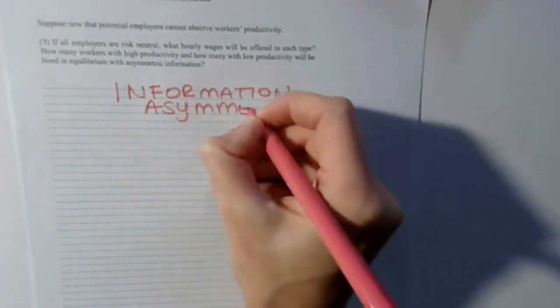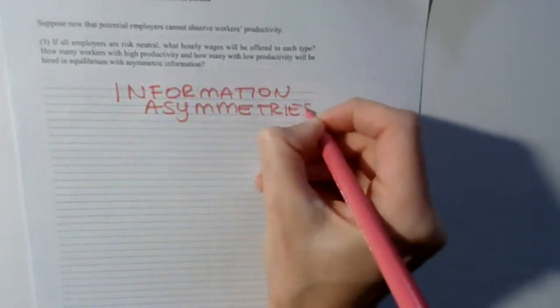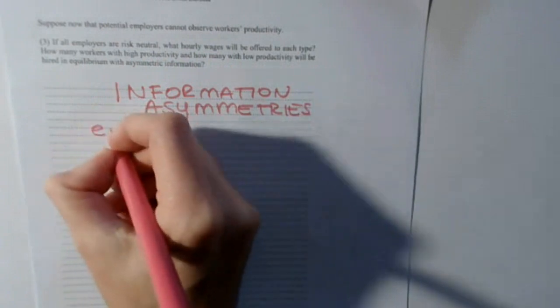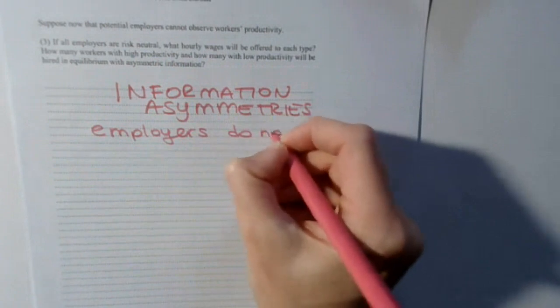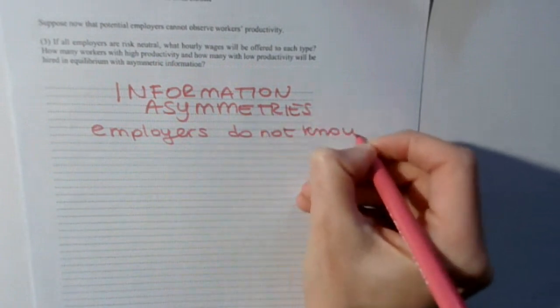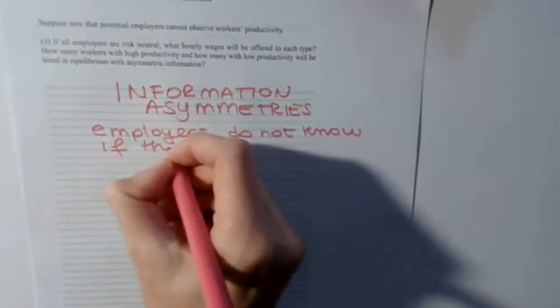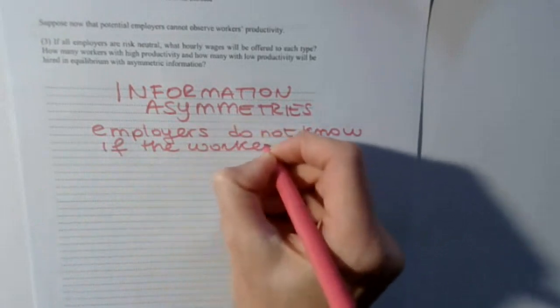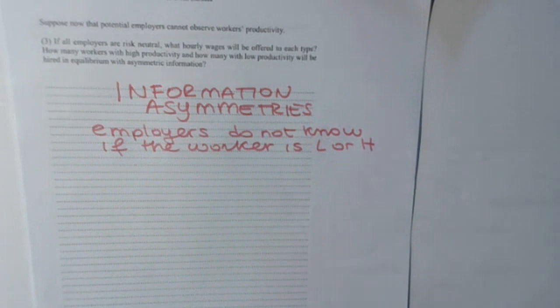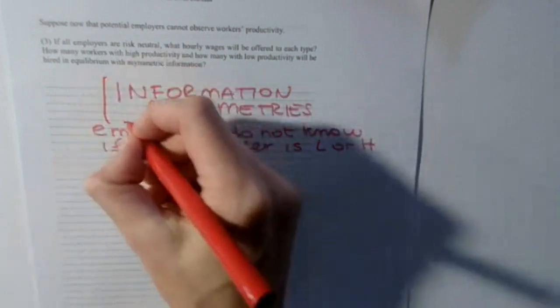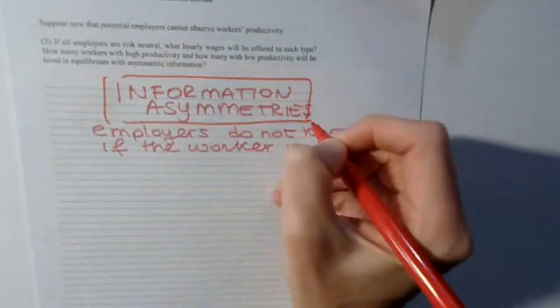Asymmetries. Okay, because now employers do not know if the worker is L or H. So it is a different scenario compared with the one that we have analyzed so far.